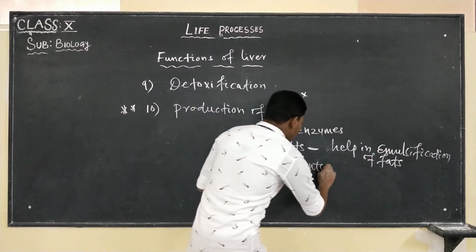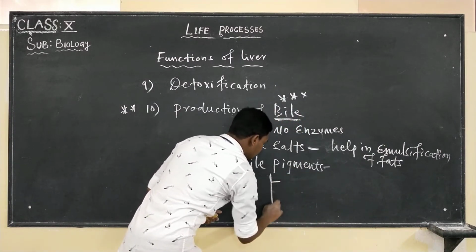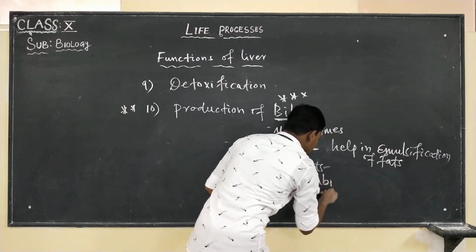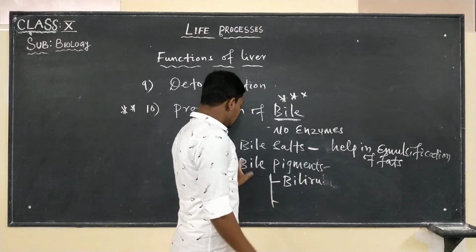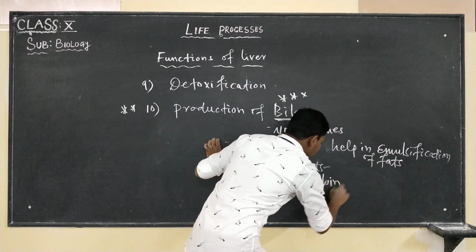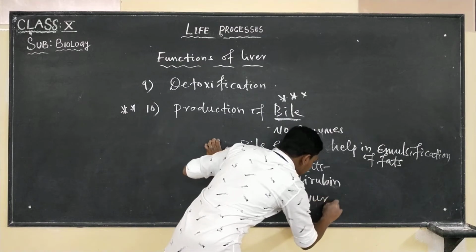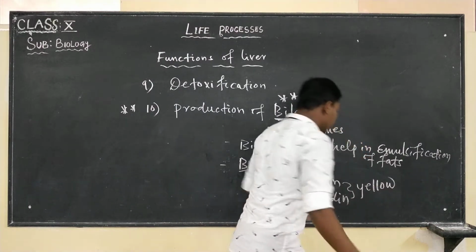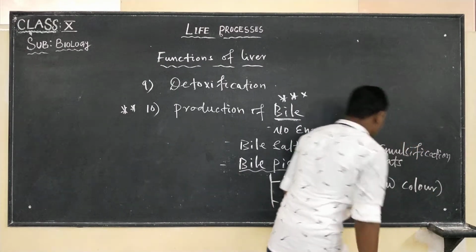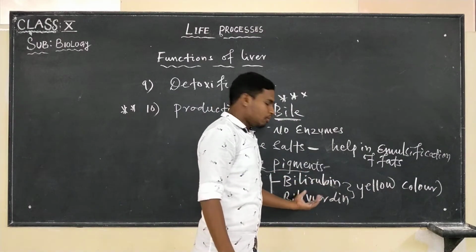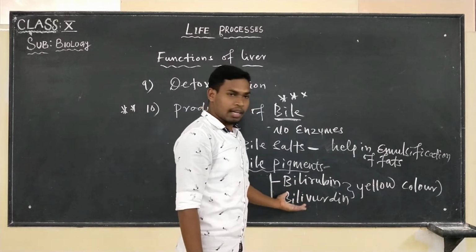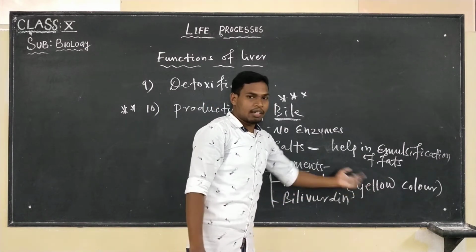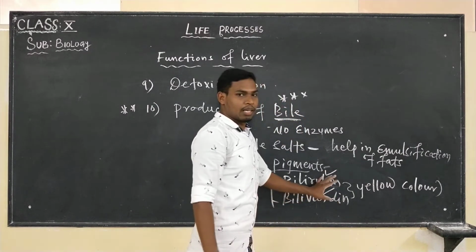And the next one is bile pigments. Okay, there are two types of bile pigments, bilirubin and biliverdin. These are yellow color pigments. And these bilirubin and biliverdin are excreted in the fecal matter. In other words, we can say our fecal matter is yellowish in color due to the presence of bilirubin and biliverdin.